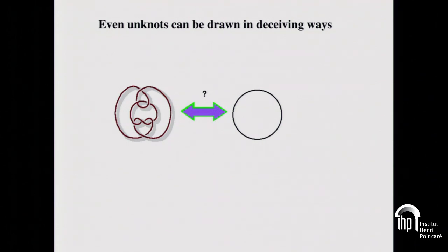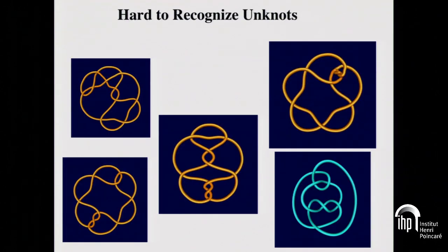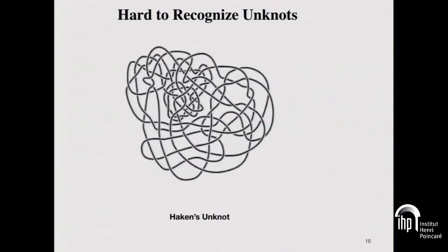There are some efforts underway at Microsoft to use machine learning to determine unknots, but that's still a project that hasn't come to fruition. So here are some pictures of unknots. None of them look particularly unknotted, but they all are. And the question is, how can we systematically recognize that these really are unknotted?